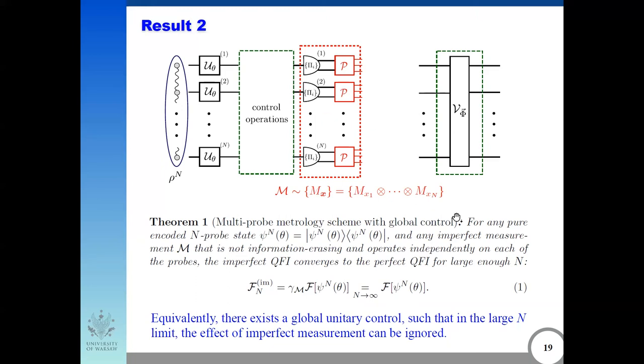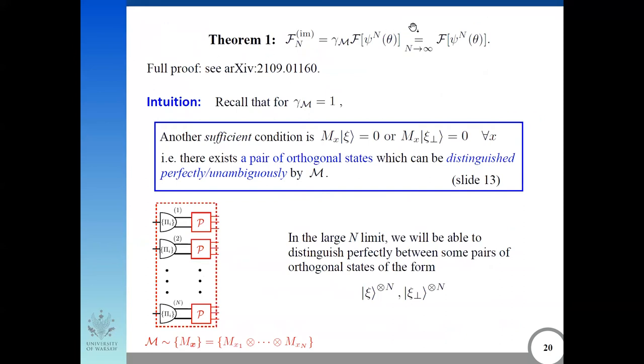So this is theorem one, and I just copy paste here. The full proof is in the paper, please read it, but let me just give you an intuition. In particular, recall what I told you in slide 13, which is the second sufficient condition such that gamma m is one. Remember that condition is that this measurement is able to distinguish perfectly, or unambiguously, a pair of orthogonal states. Now you look at this kind of measurement, which has this form.